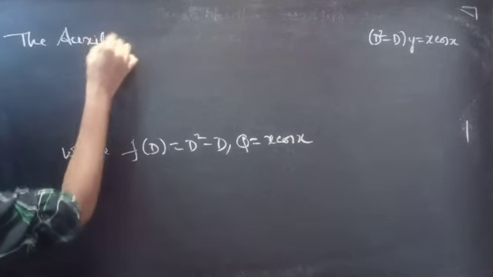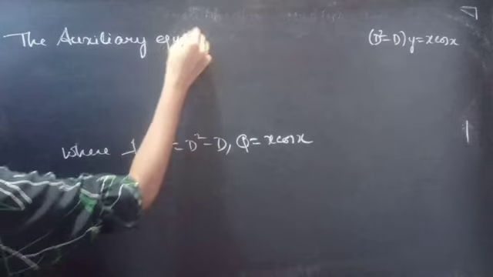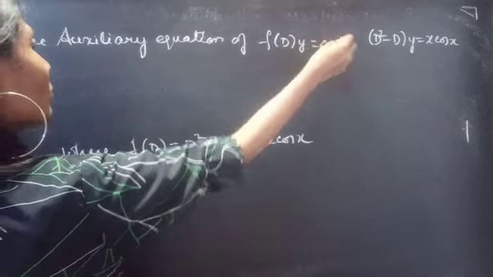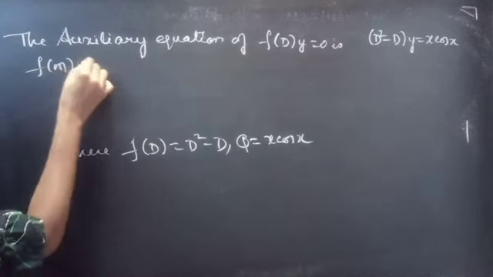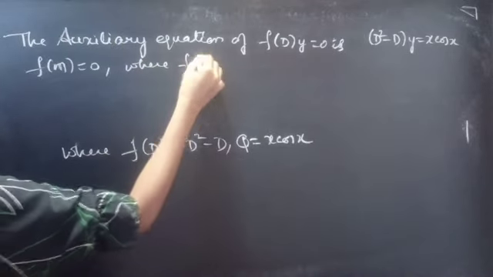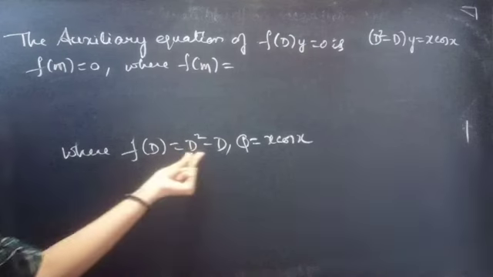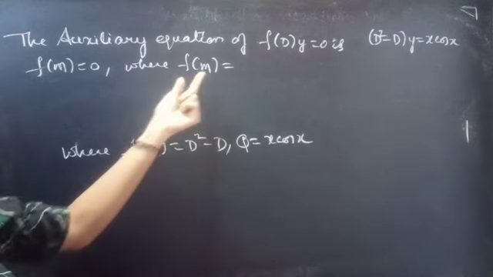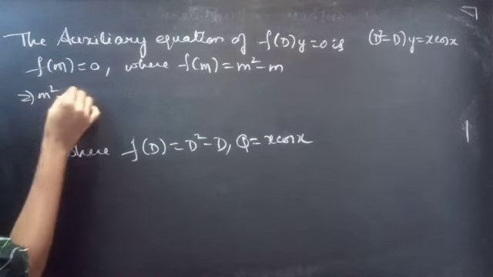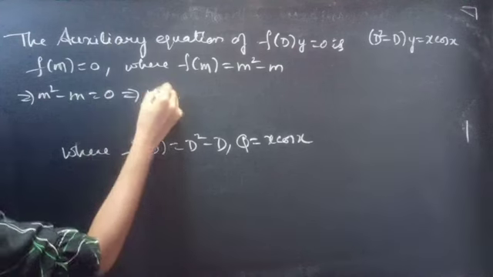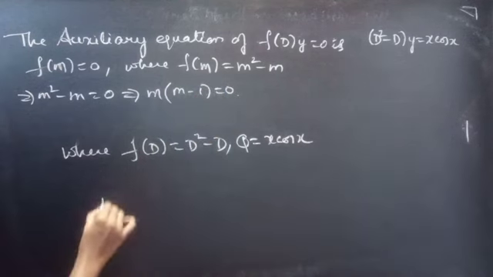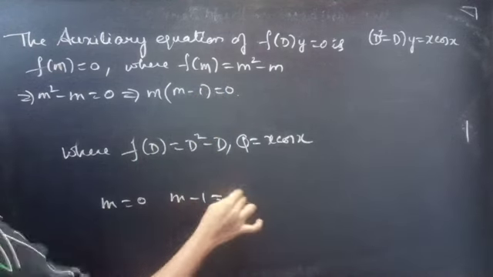The auxiliary equation of f(D)y = 0 is f(m) = 0, where f(D) = D² − D, right? Let's replace D by m, so we'll get f(m) = m² − m. Now our auxiliary equation becomes m² − m = 0. Take m common from the two terms of LHS, we'll get m(m − 1) = 0. Now equate each factor to 0, we'll get m = 0 and m − 1 = 0.